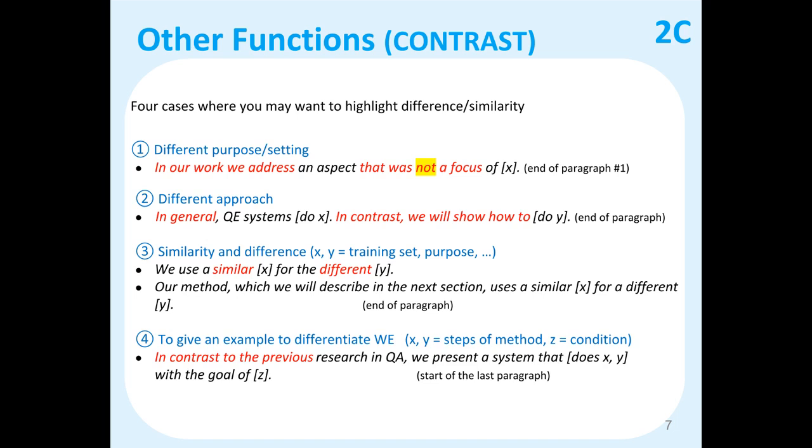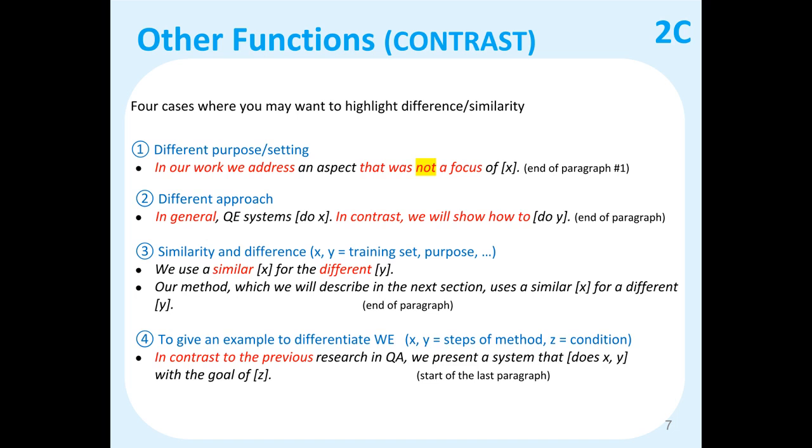First, you might have a different purpose or setting. After describing a major paper, you can add at the end of the paragraph, In our work, we address an aspect that was not a focus of their study. It's a polite way of saying we're doing something else. Second, and very commonly, you have a different approach. You can summarize the standard method in the field and then pivot by saying, in contrast, we will show how to approach the problem in a new way.